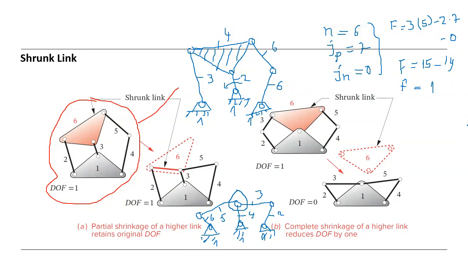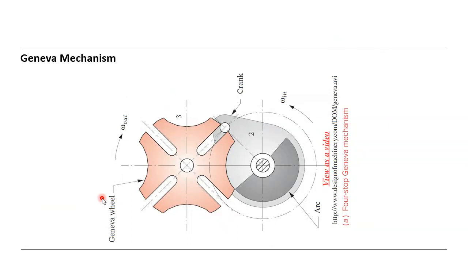Okay, so let's continue here. So this is another mechanism, a special mechanism, the Geneve mechanism. So this one is rotating, the two is rotating, and the three is the follower. And this we call the Geneve wheel, and this is the crank here, and this is grounded, and this is also grounded.